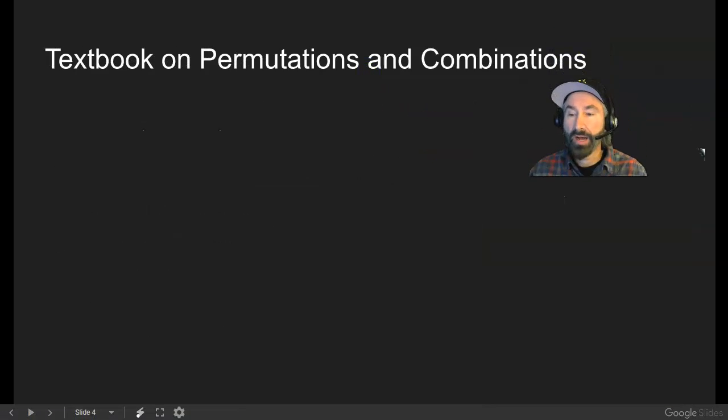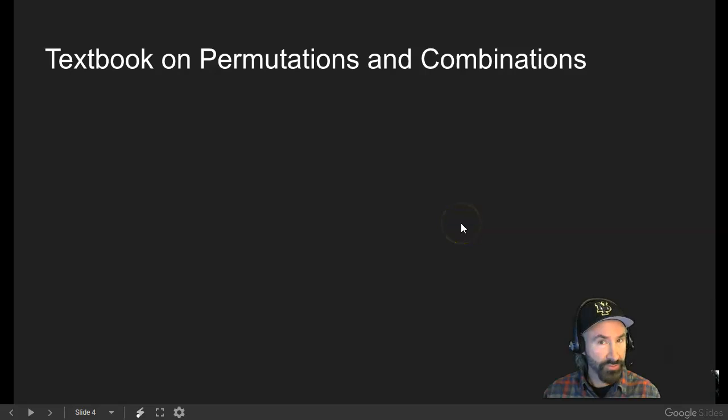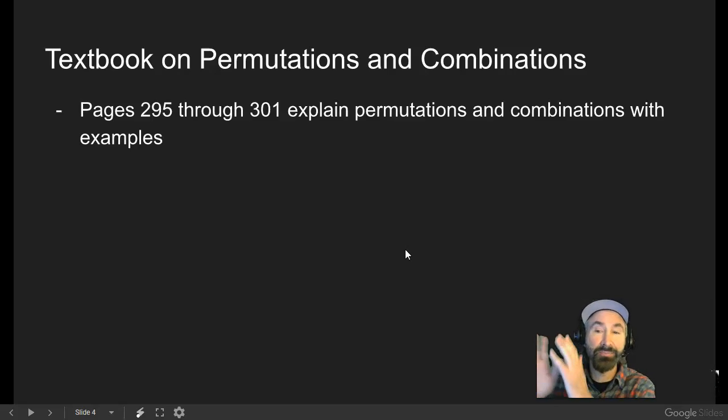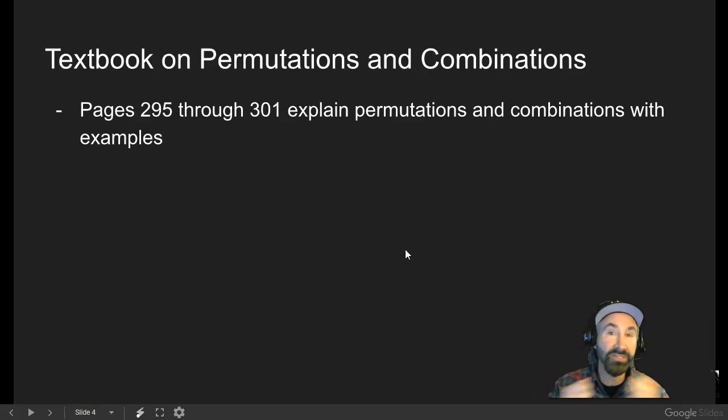Okay, our textbook. What does it have to say about permutations and combinations? Well, on pages 295 through 301, it explains permutations and combinations with a bunch of examples and even some practice problems where it has the answers at a separate part of the book so that you can try the practice problems, get a feel for whether you understand what you're doing, and then check your answers to see if you were right.